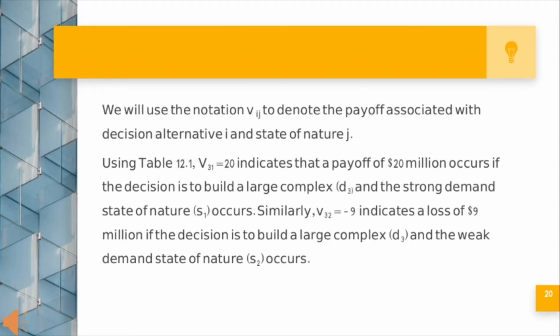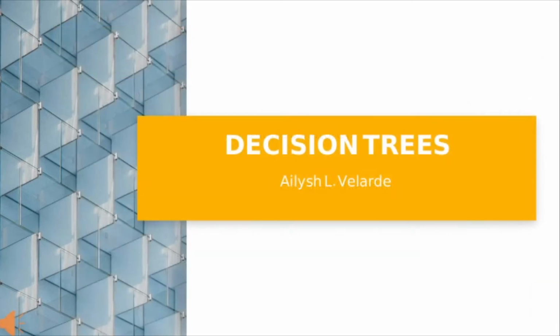Similarly, V sub 32 is equal to negative 9. It indicates a loss of $9 million if the decision is to build a large complex, D sub 3, and the weak demand state of nature, S sub 2, occurs. We will now move on to decision trees.